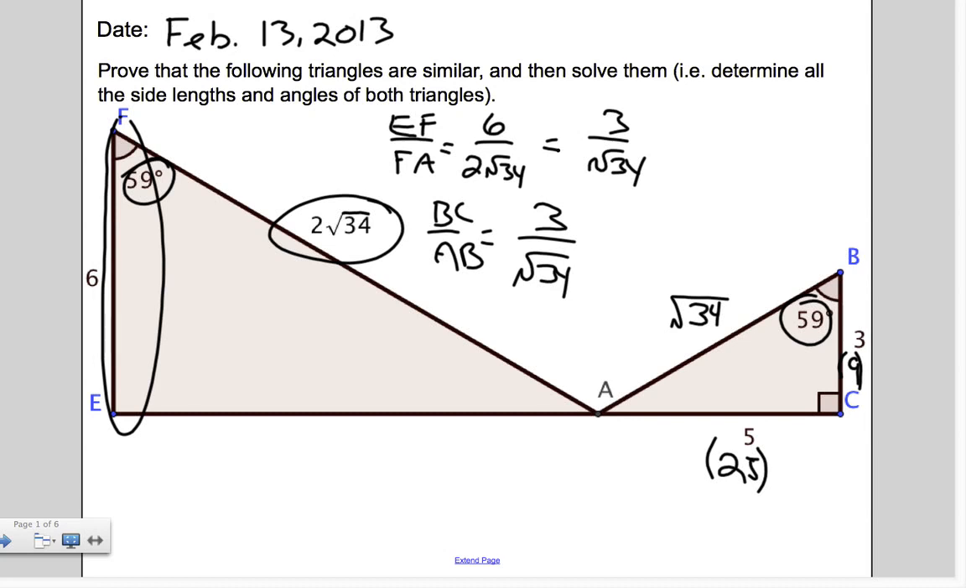So because those two ratios are the same, and I have my angle in between that's the same, that's how I've proven that these are two similar triangles. Okay? So the key was getting this. You have to get that other side and determine that those two ratios are the same.